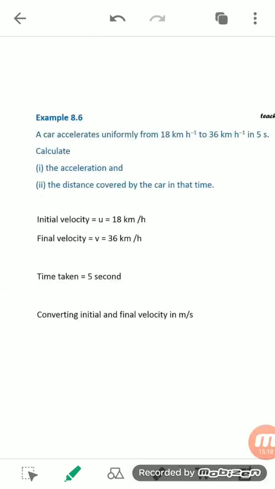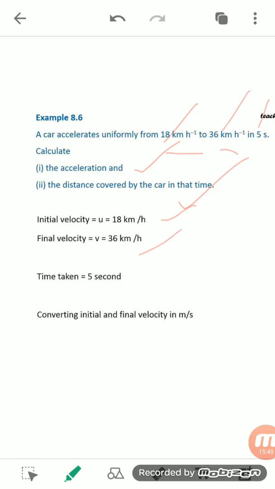Now another question is there, and that is, a car accelerates uniformly from 18 km per hour to 36 km per hour in 5 seconds. This question is very simple. We have to simply find the acceleration and the distance covered by the car in that time. So here what is given? Initial velocity is given, that is 18 km per hour, and the final velocity is given, that is 36 km per hour. Time is there, that is 5 seconds.